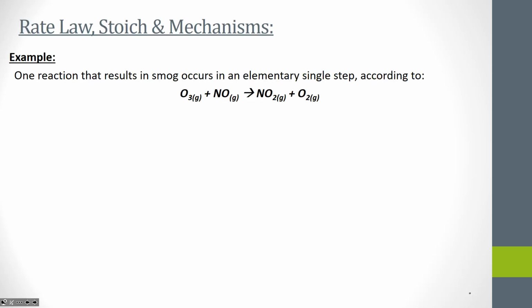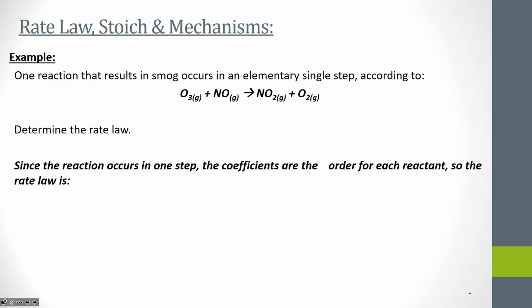So here's an example. This is the reaction that results in smog: ozone reacting with NO, making NO2 and O2. If we want to find the rate law, if this is a one-step reaction, the coefficients are simply the order of each reactant. So our rate law is just that, because you would see that there's a coefficient of 1 here and a coefficient of 1 here. So the powers are 1s. If one of those coefficients had been a 2, you just put a 2 as a power. And that's the easiest rate law we can get. And that's only for elementary reactions. So think elementary, think easy rate laws.